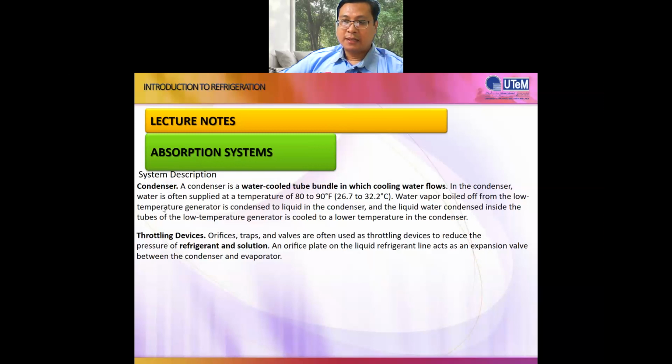Condenser, same as in the normal refrigeration system. In this case, the condenser is a water-cooled tube bundle in which cooling water flows. The condenser rejects the heat, maybe to the environment. And then we also use the throttling device to reduce the pressure, which automatically reduces the temperature, same as in normal refrigeration.